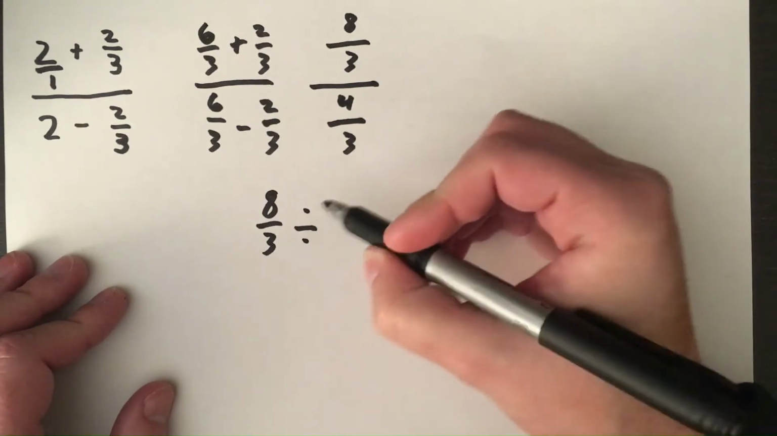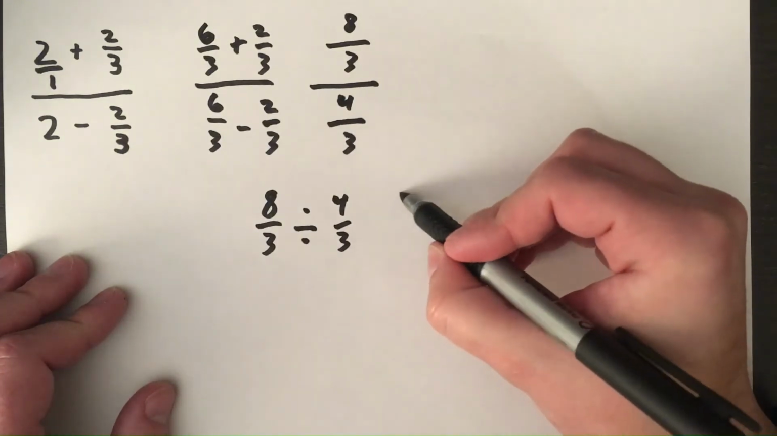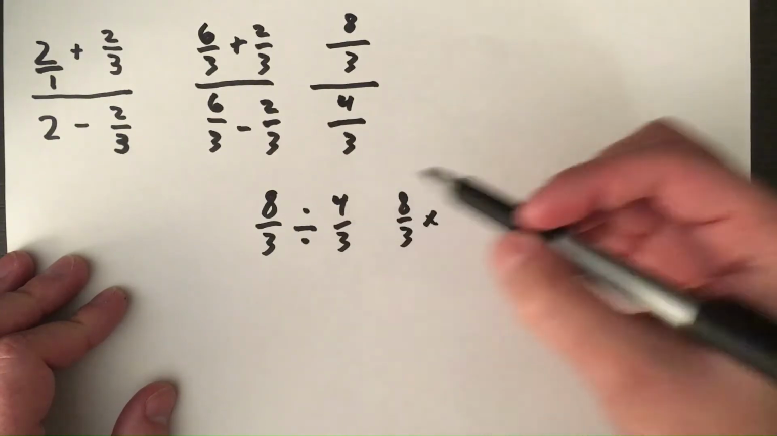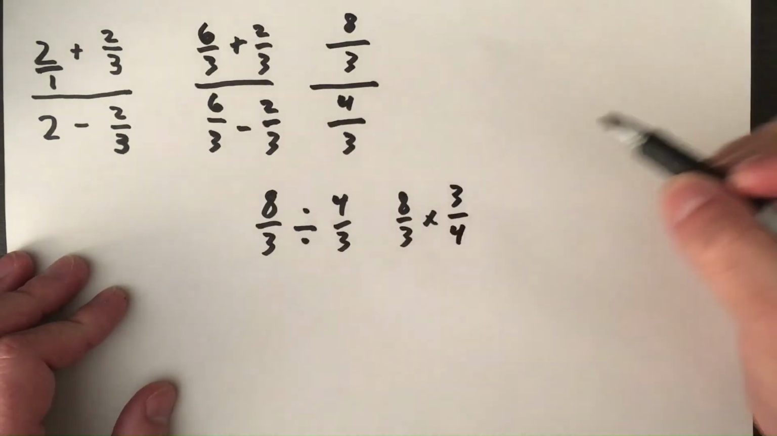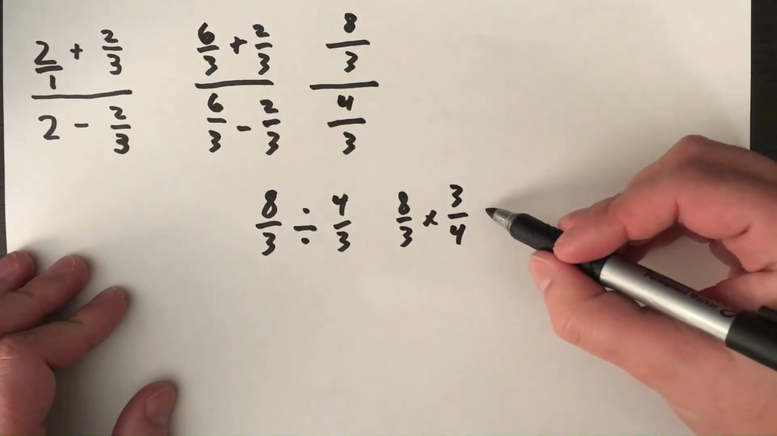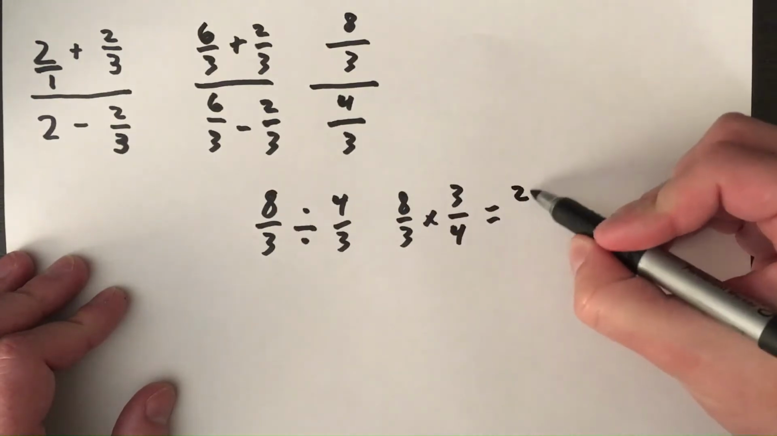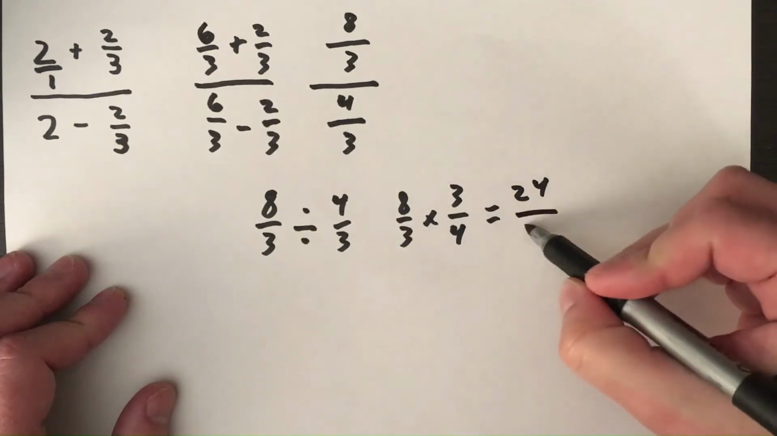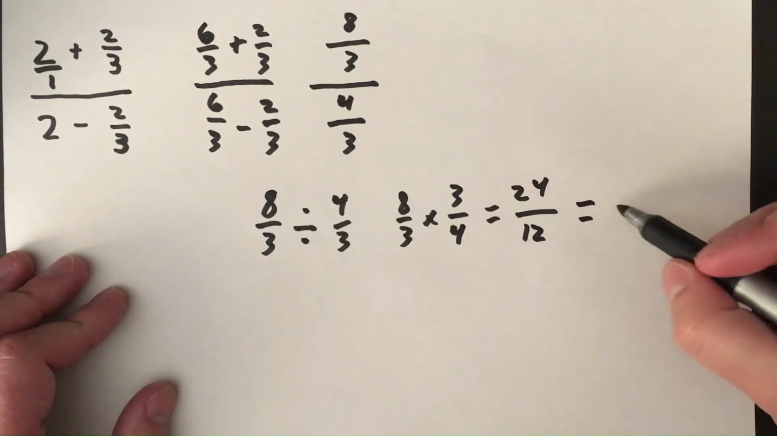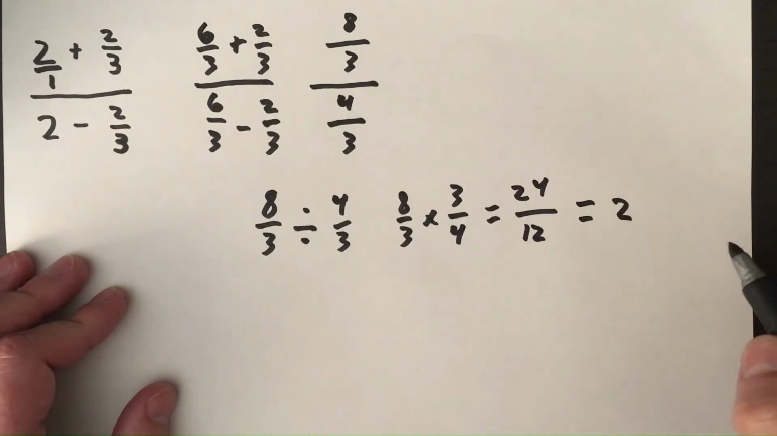8 over 3 divided by 4 over 3. And then simply just do 8 over 3 times the inverse of this. So just flip it over, times 3/4. And then just go ahead and multiply here. 8 times 3 is 24. 3 times 4 is 12. And that will reduce to 2. 12 goes into 24 twice. So your final answer here is 2.